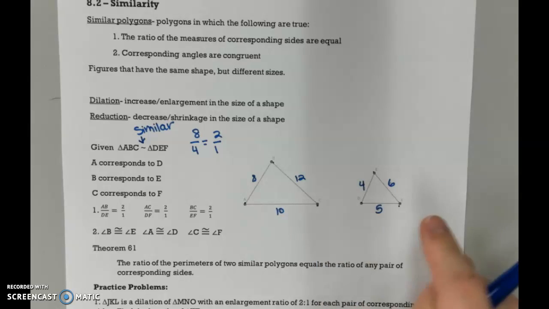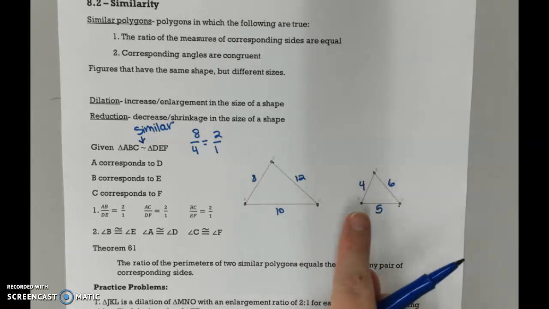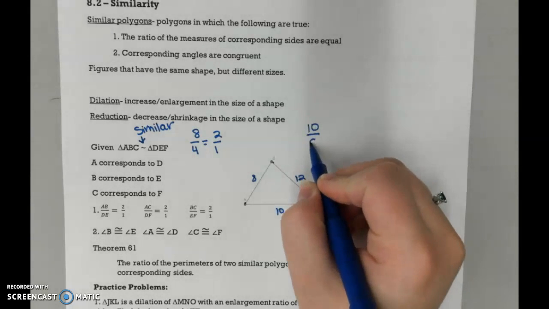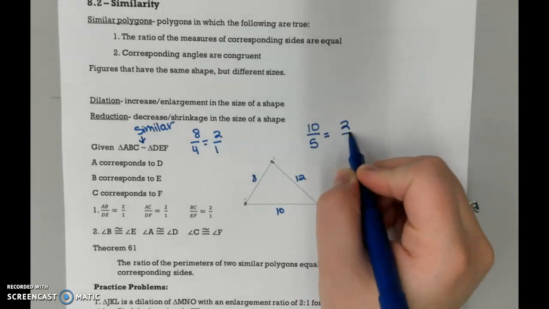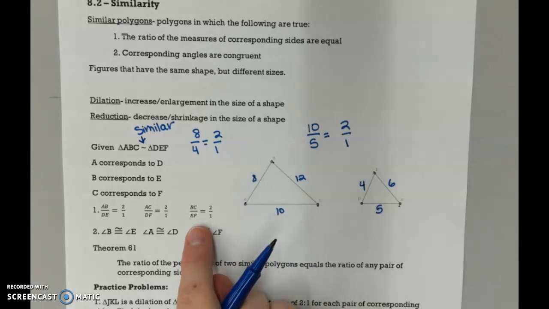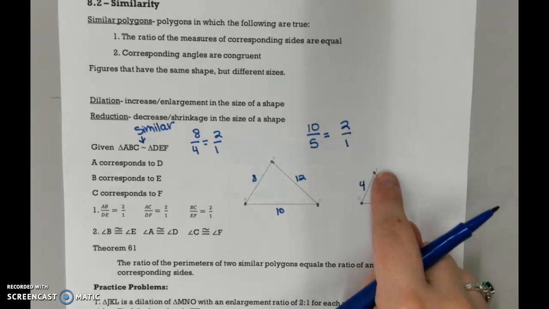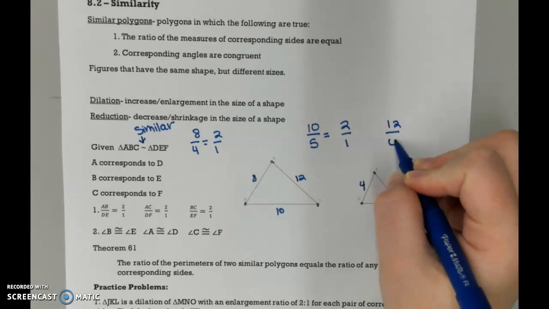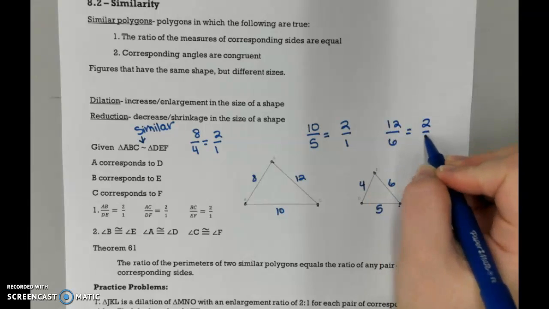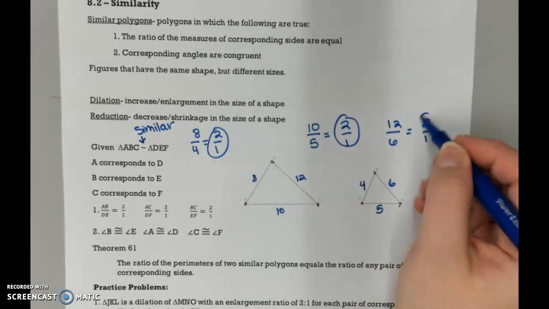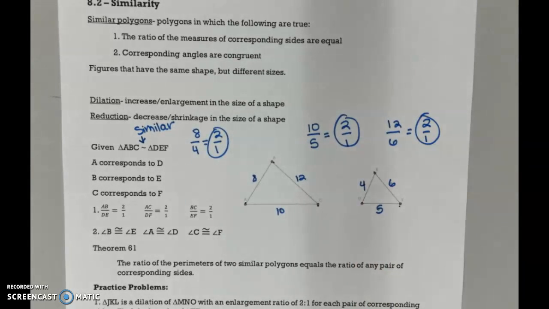AC corresponds to DF because A corresponds to D and C corresponds to F. So that ratio would be 10 to 5, which also reduces to 2 to 1. And then lastly, BC corresponds to EF because B corresponds to E and C corresponds to F. That ratio would be 12 to 6, which also reduces to 2 over 1. So all three corresponding sides have the same ratio, which means that they are similar.